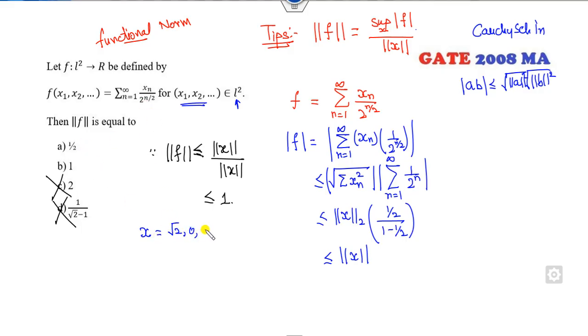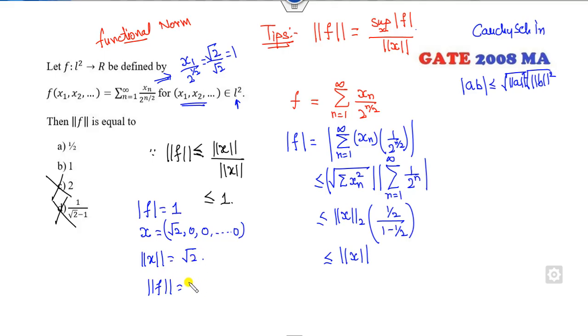I can simply take root 2, 0, 0, 0. This is my x. Then can you find the norm of x? Because it's a single vector, the norm is also root 2. And what is the norm of f? If I substitute here, n is only 1. So this is x1 over 2 raised to power half, root 2 by root 2, that's 1. So the norm is 1. If I substitute in this definition, it will be 1 by root 2, that is root 2 over 2, which is greater than 1 by 2. So the half option is cancelled out. So the only remaining option is the correct answer.